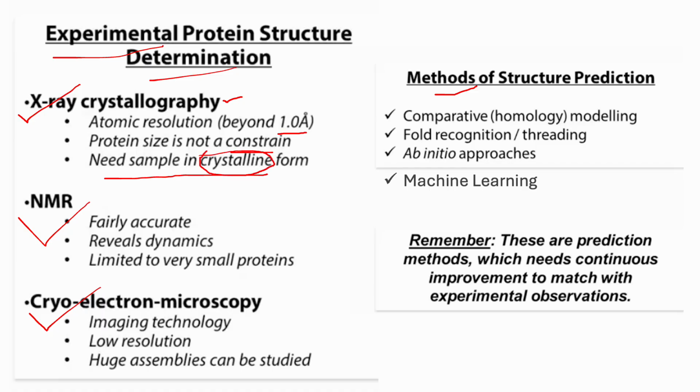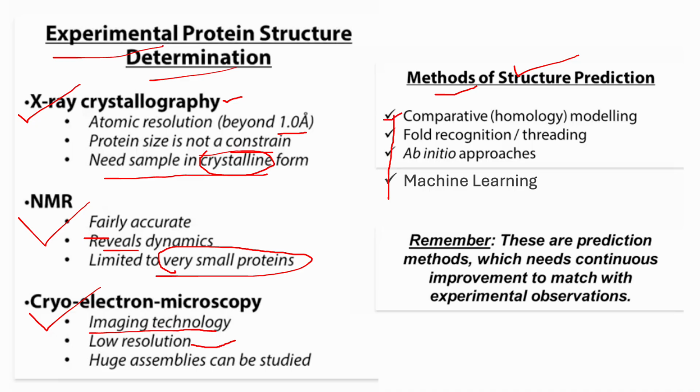What about NMR, nuclear magnetic resonance? It is fairly accurate and reveals dynamics, but it is limited to very small proteins. It's not perfect for larger proteins. And cryo-electron microscopy is an imaging technology, but its resolution is very low. Let's talk about how we can predict protein structure by using computational methods. Here 4 different types of approaches have been introduced so far.